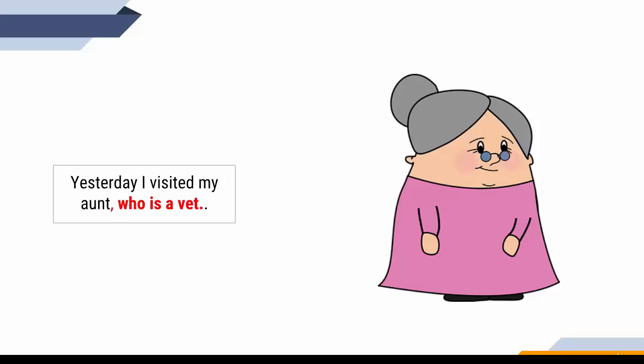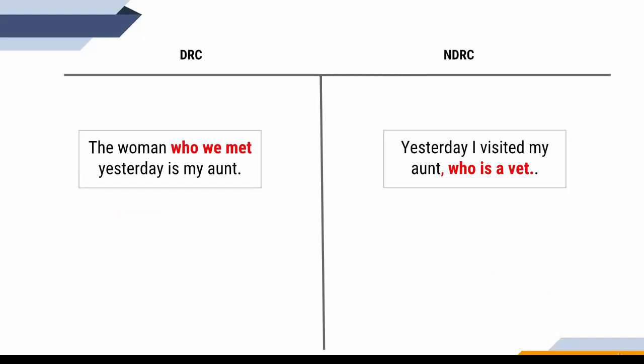Another example. Yesterday I visited my aunt, who is a vet. And let's compare these two sentences in their, pay attention, punctuation, because this is the first time in which the meaning of a sentence that we are checking is going to be defined by the punctuation used. So, the woman who we met yesterday is my aunt. No commas here. Who, you know, is used when you speak about people. The same with that when you speak about people.